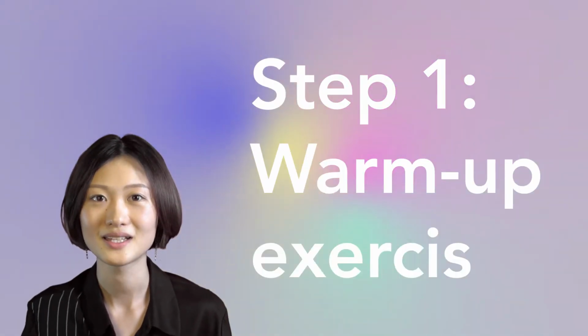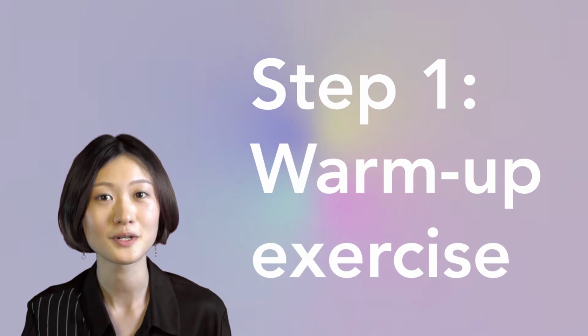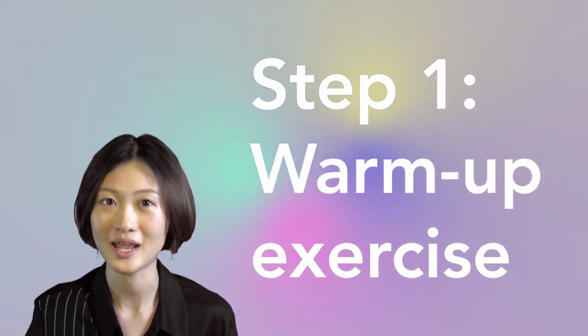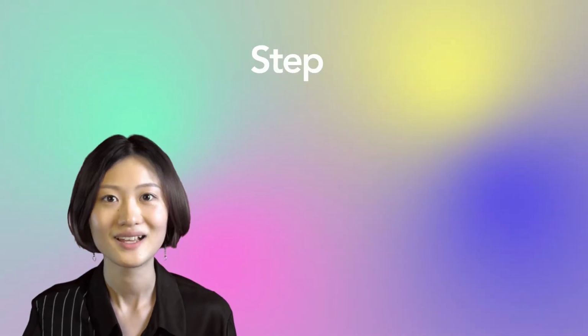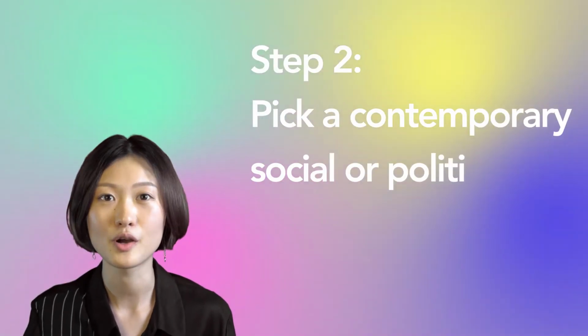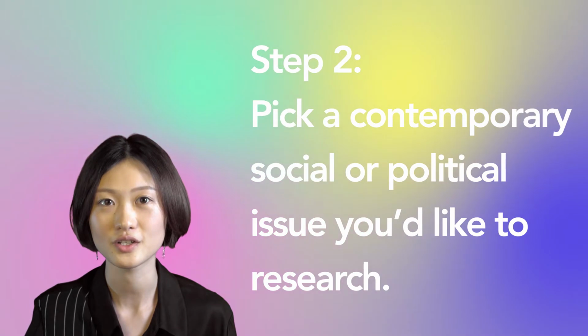Here, we're going to break this project down into 5 steps. First is a warm-up exercise. You'll need to find 5 printed sources, make 1 cutout on each print, and take 10 pictures using these prints as frames. Secondly, pick a contemporary social or political issue you like to research.